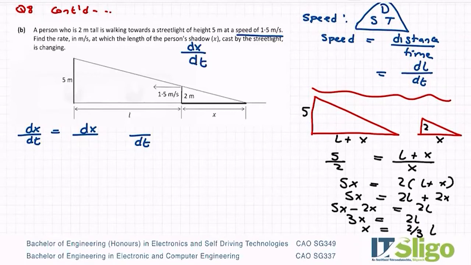So what is the rate of change of x and L? What is the relationship between them? Well, x is equal to 2/3 L. So the relationship between x and L is 2/3: for every unit you go up in L, you go up 2/3 in x. Therefore it's a dx/dL.